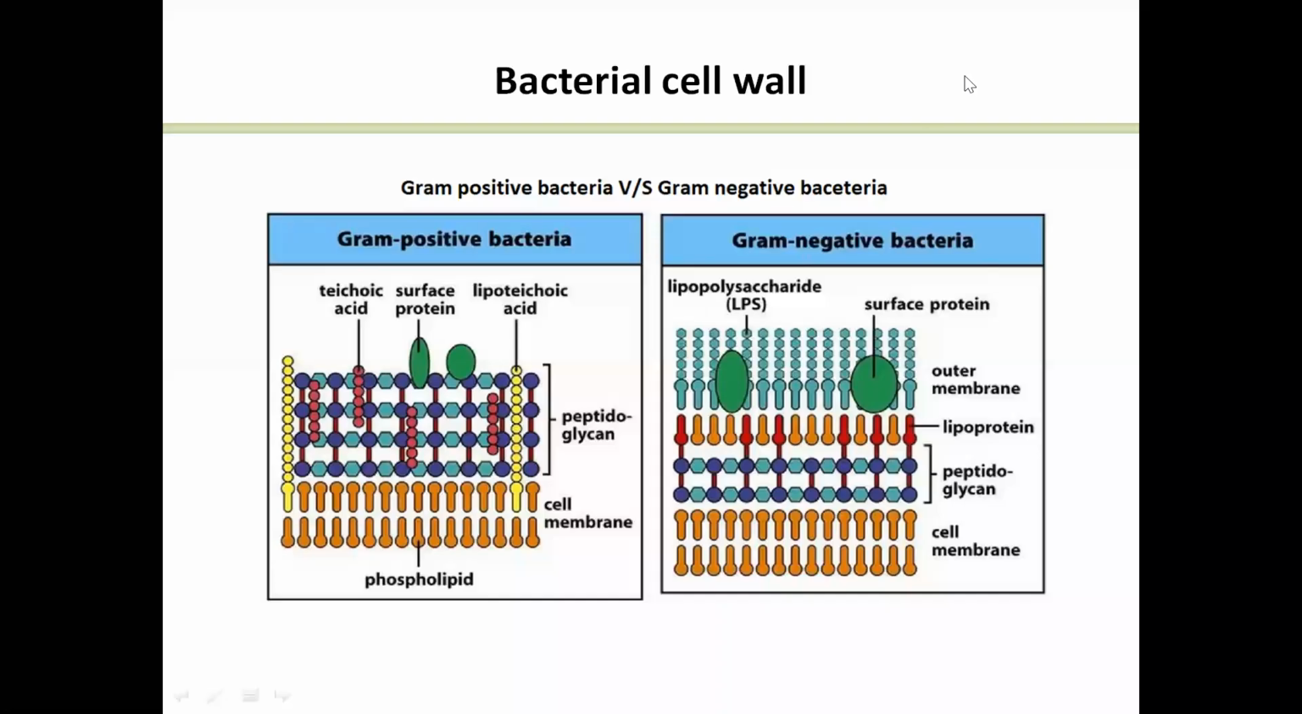Hello everyone, in this video we are going to talk about the bacterial cell wall structure. So first we should know what is a bacteria. Bacteria is a prokaryote. Usually cells are divided into two kinds. One is prokaryote and the other one is eukaryote.